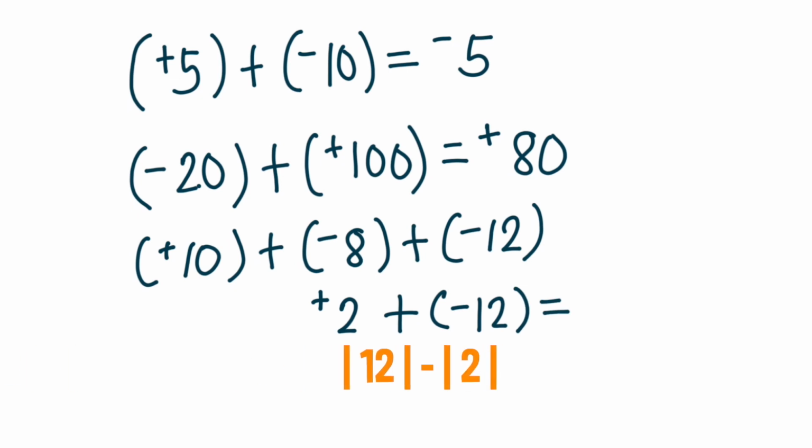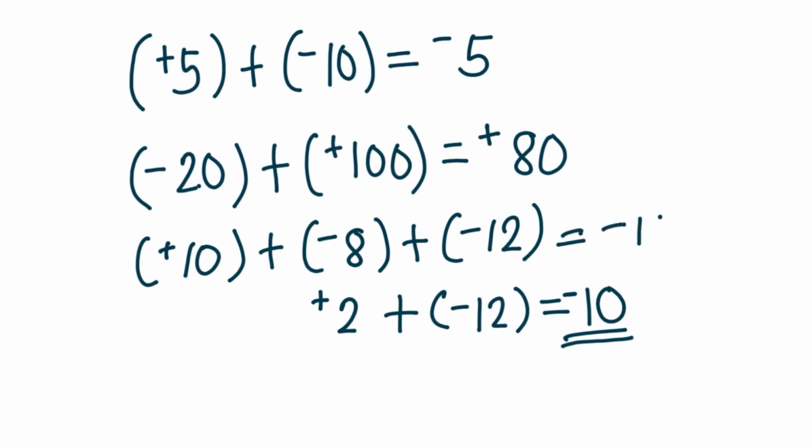So we have now positive 2 plus negative 12. So we subtract 12 minus 2, that is 10. And then copy the sign of the largest absolute value, which is negative. So that is the answer. Positive 10 plus negative 8 plus negative 12, that is negative 10. So I hope it is clear on how to add integers with different signs. Again, you subtract the absolute values of the two numbers and then copy the sign of the biggest absolute value.